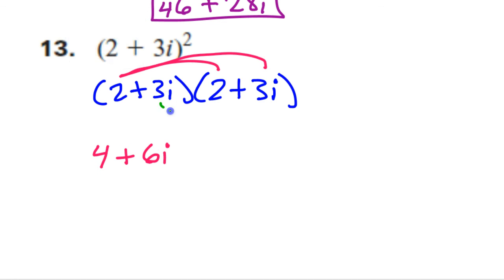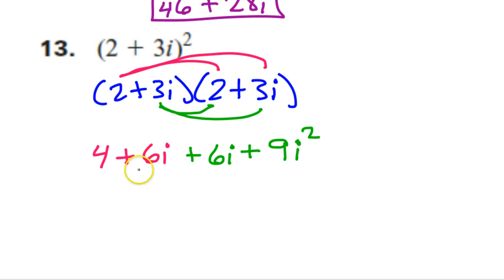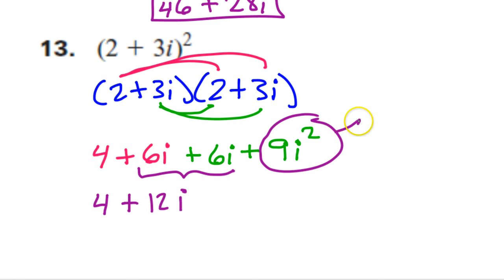And then we're going to take the 3i and distribute that. 3i times 2 is 6i. 3i times 3i is 9i squared. Time to combine like terms. Putting these together, so I've got 4, let's see, 6i plus 6i is 12i. And then remember, for this part right here, i squared is negative 1, so that means this is 9 times negative 1. That makes this negative 9.